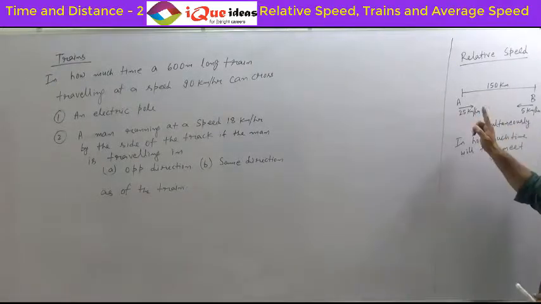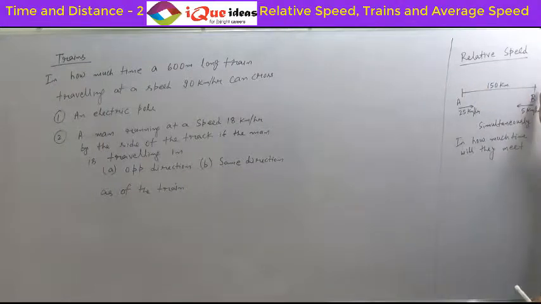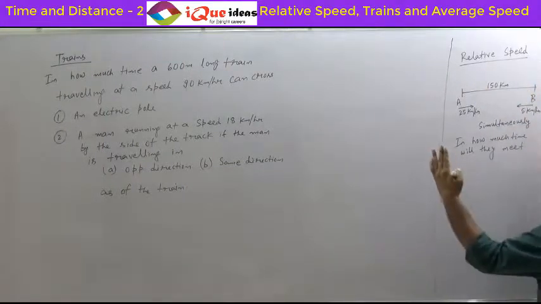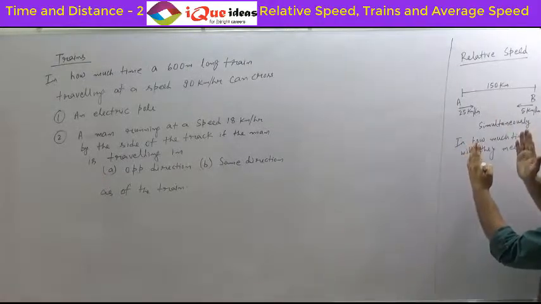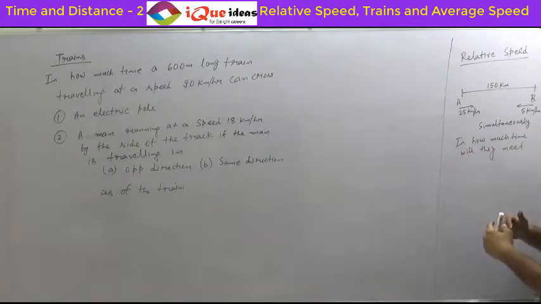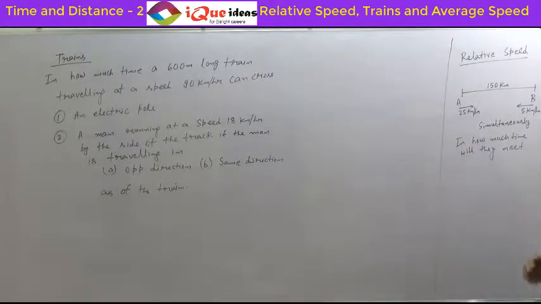You see, in 1 hour, this person has travelled 25 kilometers. In 1 hour, this person travels 5 kilometers. So in total, how much have they travelled? They have reduced the whole distance by 25 plus 5, that is 30 kilometers. So effectively, they have travelled 30 kilometers in 1 hour. This 30 is called relative speed. And how did we get 30? Because we have added 25 and 5.